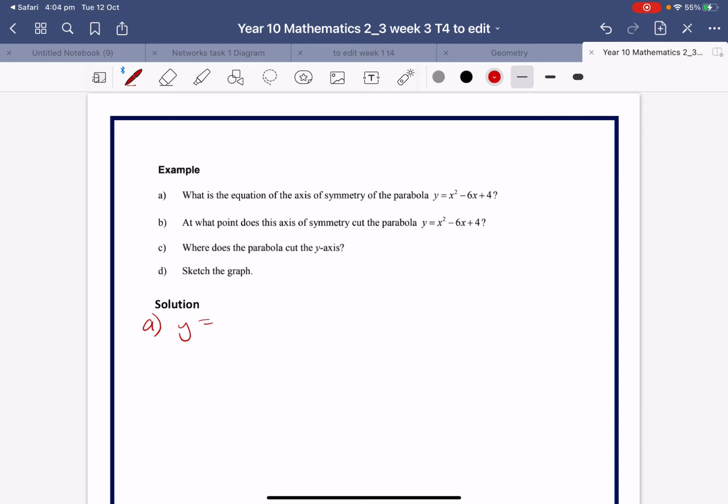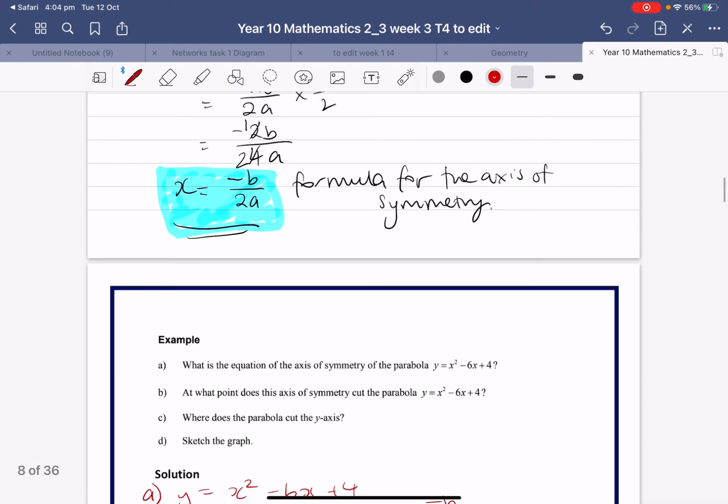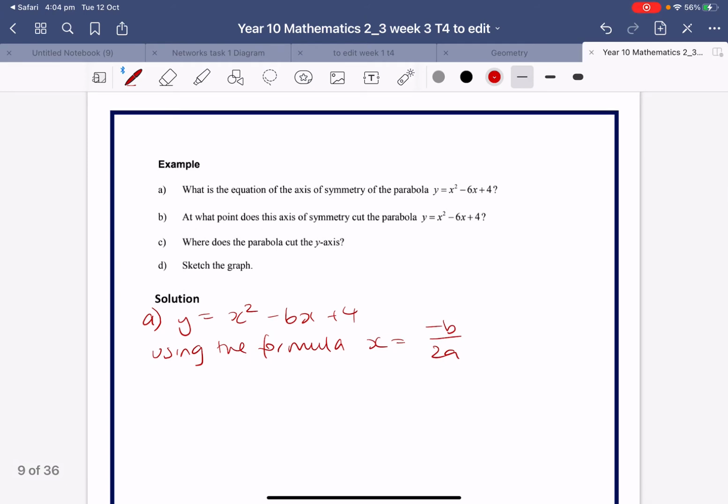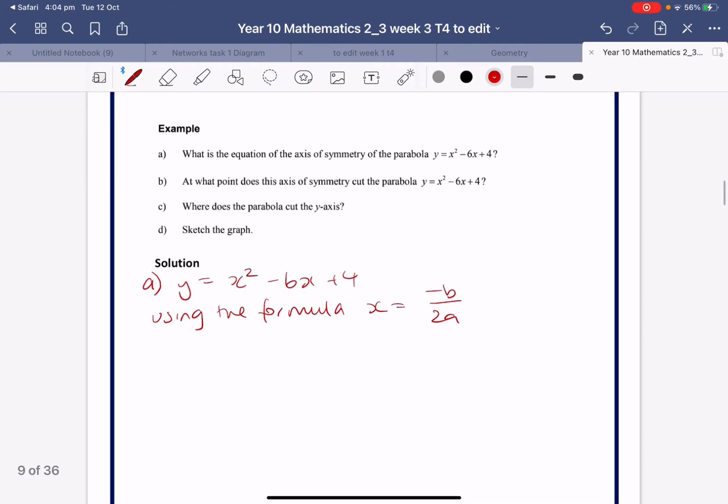For y equals x squared minus 6x plus 4. Now, using the formula x equals negative b over 2a. Or was it negative? Yeah, negative b over 2a. We just substitute our b, which is our coefficient of x, and our a, which is our coefficient of x squared.